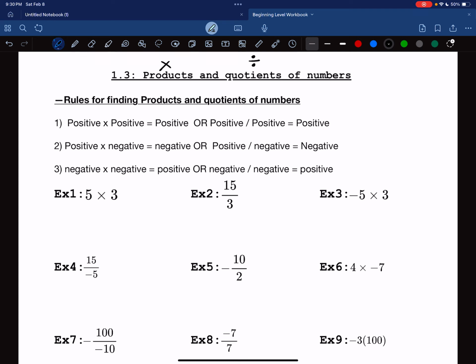So the rules, with that being said, before we dive into some examples, let's take a moment to look at the rules for finding products and quotients of numbers. Whenever we have two positive numbers being multiplied or divided, you will always get out a positive number as a result. For our second rule, whenever you have a negative number and a positive number being multiplied or divided, you will always get a negative number as a result. And for our third rule, whenever you have two negatives being multiplied or two negatives being divided, you will always get a positive number as a result.